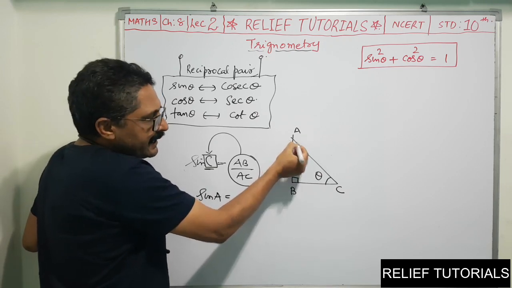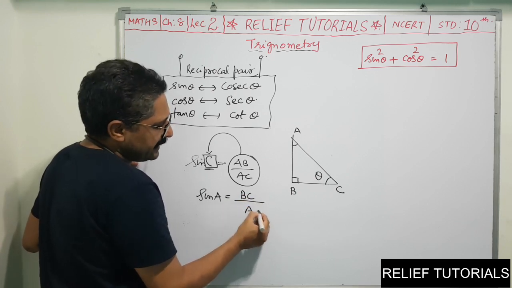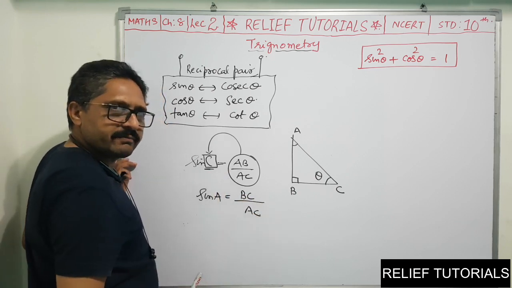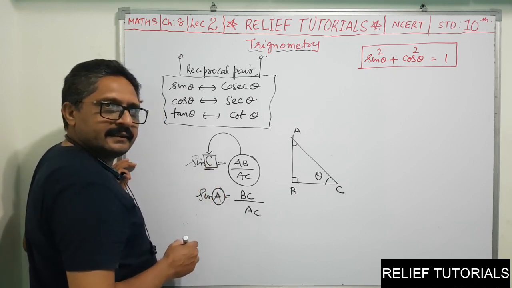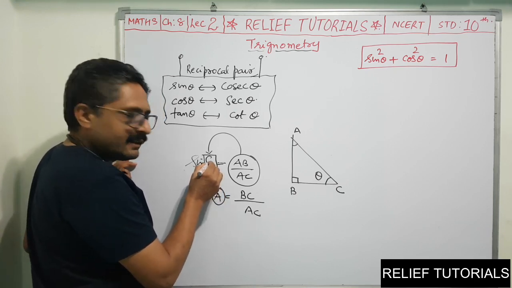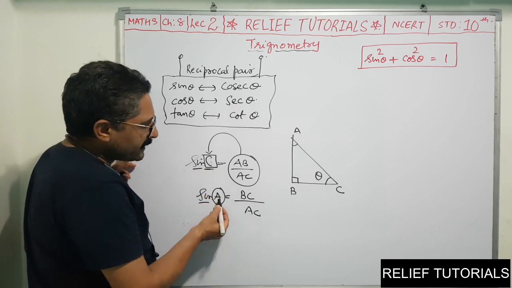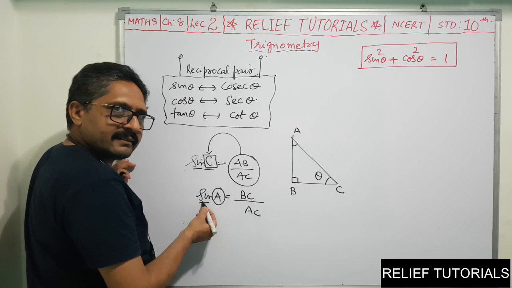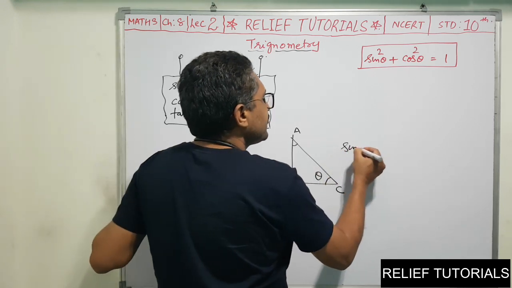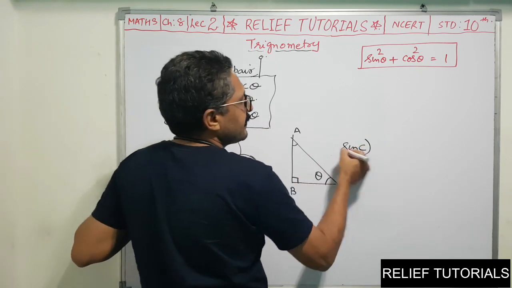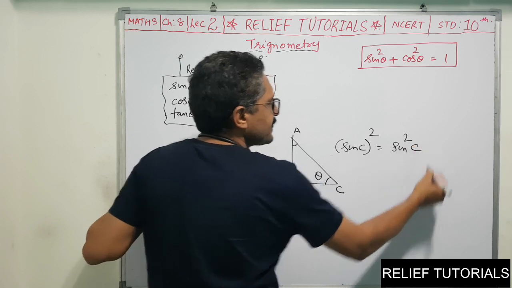Considering angle A, BC is the opposite side, so opposite upon hypotenuse is BC upon AC. See, the ratio changes. Here it is A, here it is C. Without angle A or C, there is no meaning of this sine. So it is not a product of A and sine. And one more thing, if I say sin C the whole square, you can write it this way also: sin square C.